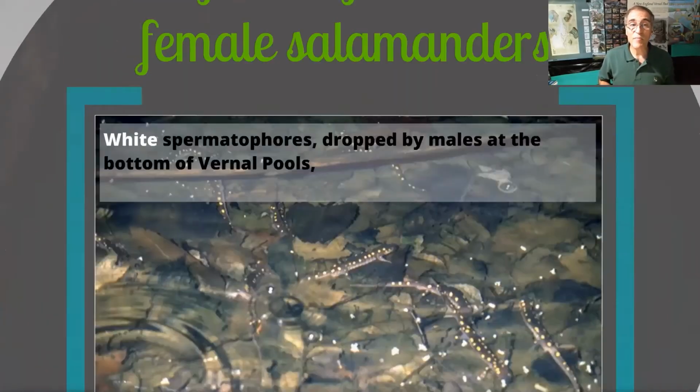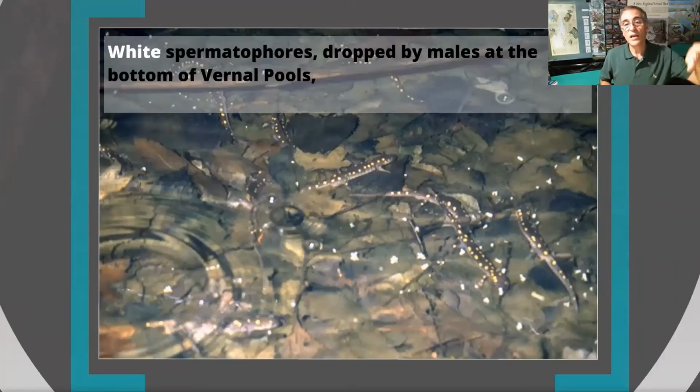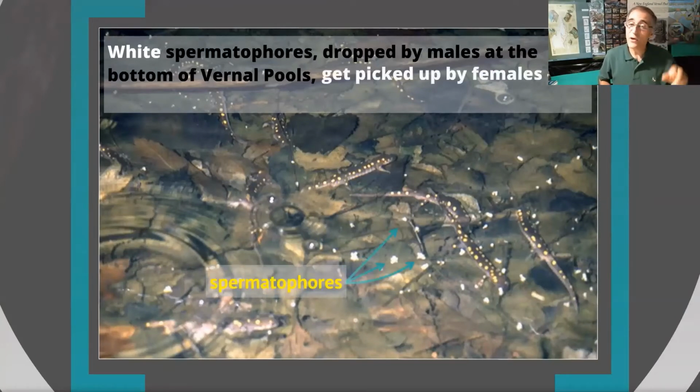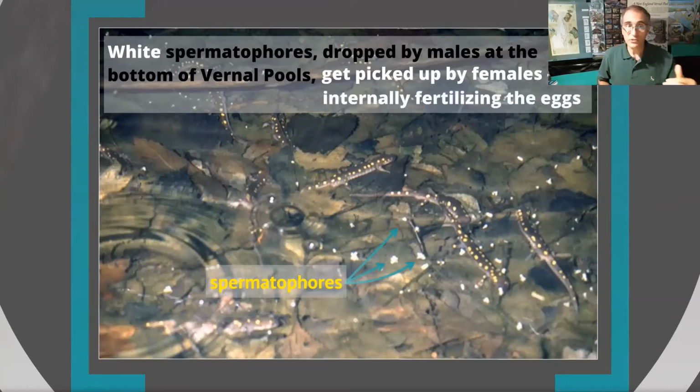This is how they mate. The males come in and drop off little sperm packets, and the females come by and pick them up. Those little white things are spermatophores. They only come out for a couple of nights. They call it big night. Those warm spring rains don't happen very long. It's when it's above biological zero, so above 40 degrees.